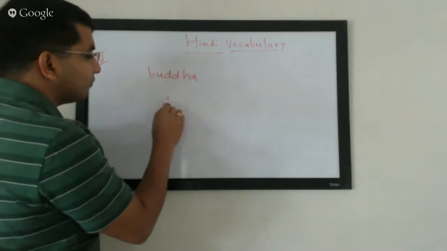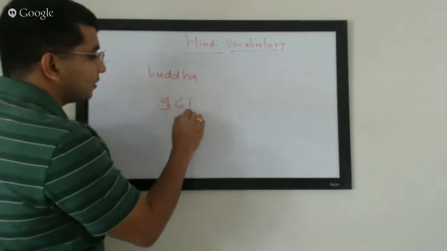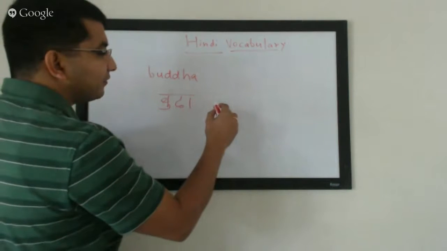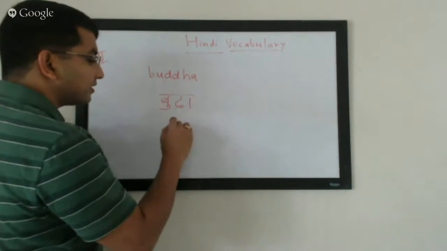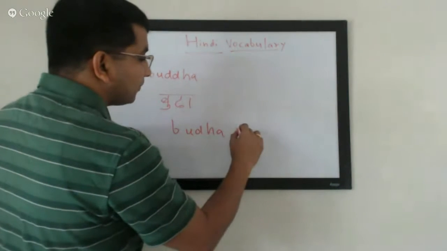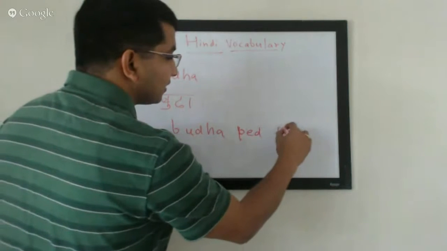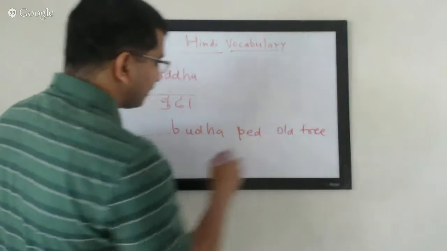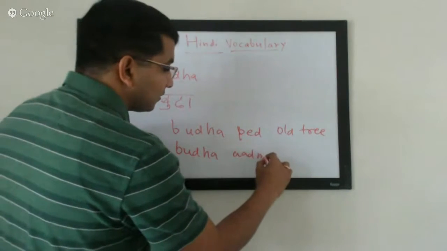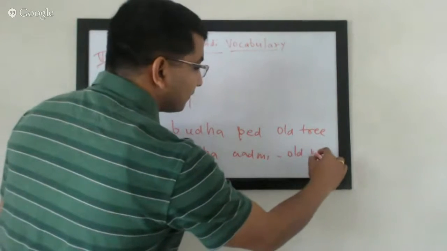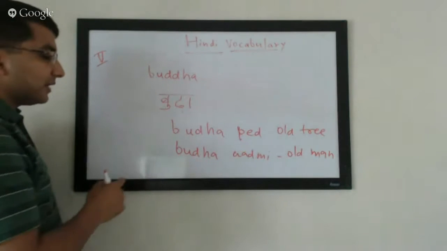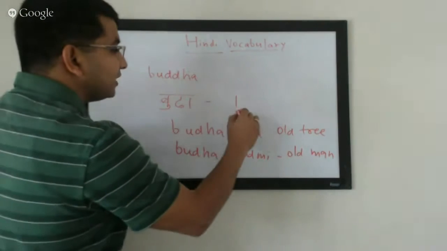When you write Budha, it's basically old, right? So when we write Budha pedh, you can refer to a tree also as Budha. So I'll write it down as Budha pedh, like old tree. You can write Budha Admi, old man, right? So that's how it is. The feminine would be basically Budhi.